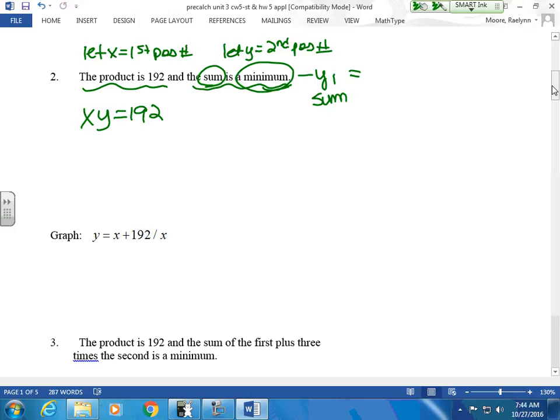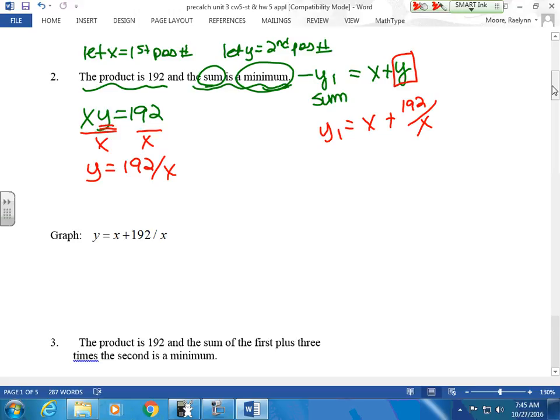X plus Y. Okay. Now, I go to put this in my Y1 and I say, whoops, I can't put a Y in there. So I come back here and I say, let me solve for Y in terms of X. So how do I solve for Y in terms of X? Divide by X. I'm going to take this and substitute it right into this, and that's what's going to go into your Y1.